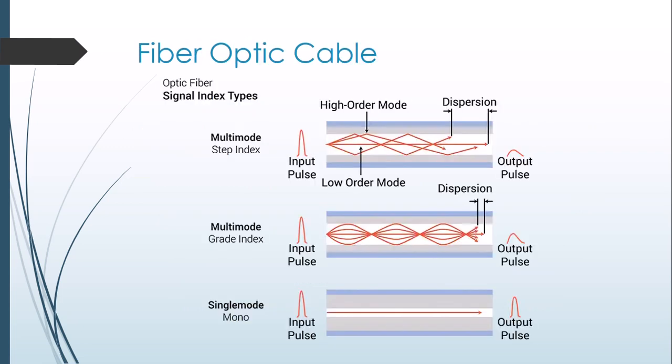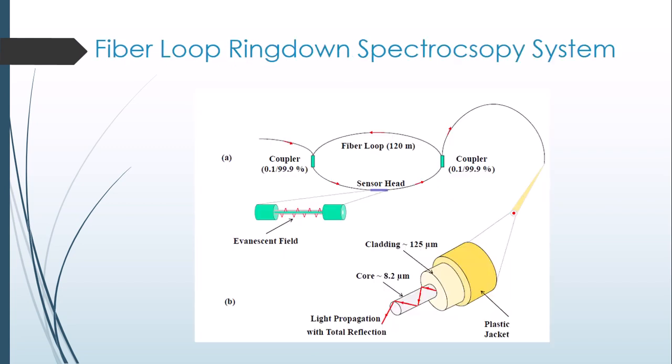There are several types of fiber optic cables: multimode step index and graded index, and single mode. In multimode step index and graded index fibers, the change between input pulse and output pulse is very obvious. In single mode, only one type of signal propagates in the fiber, and the input and output pulses don't change too much. That's why we use single mode in our studies.